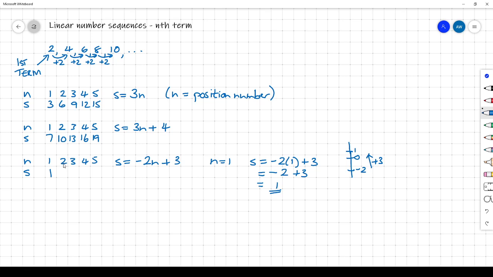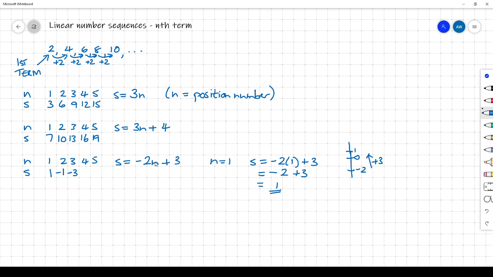Now let's do the others in our head. So put n equal to 2. Minus 2 times 2 is minus 4. Plus 3 is minus 1. Okay, put n equal to 3 in there now. Minus 2 times 3 is minus 6. Plus 3 is minus 3.